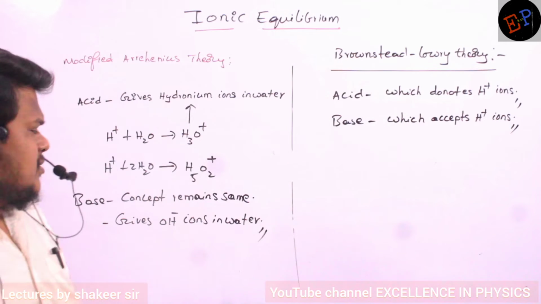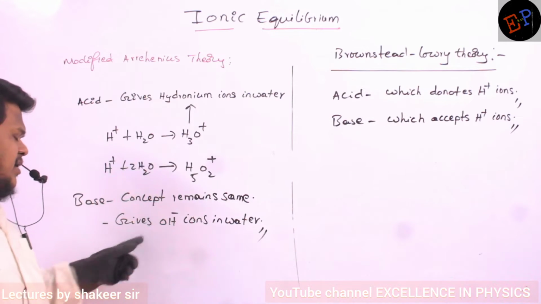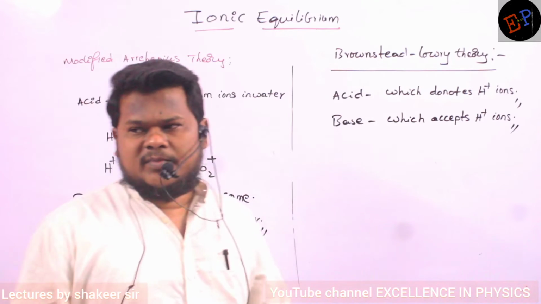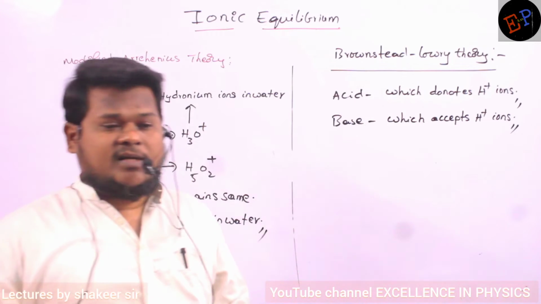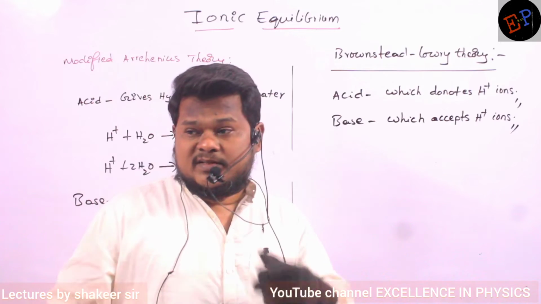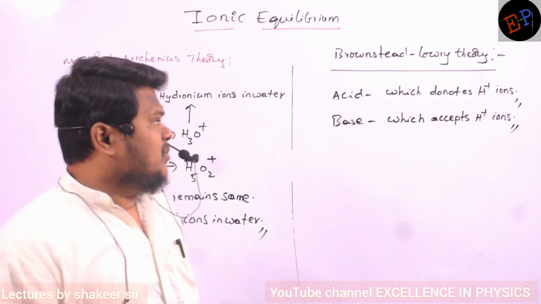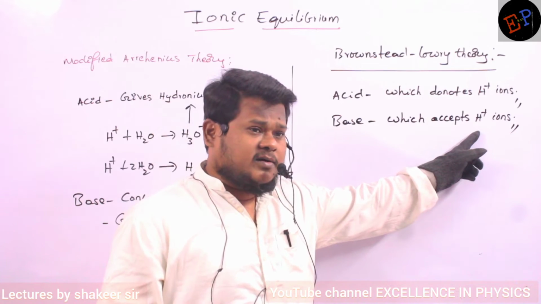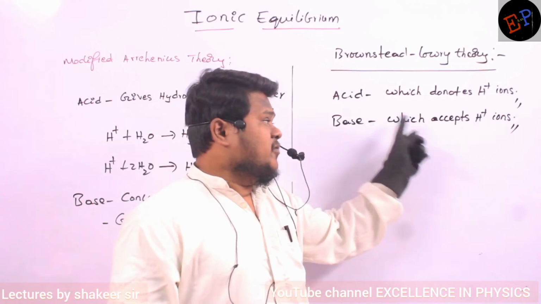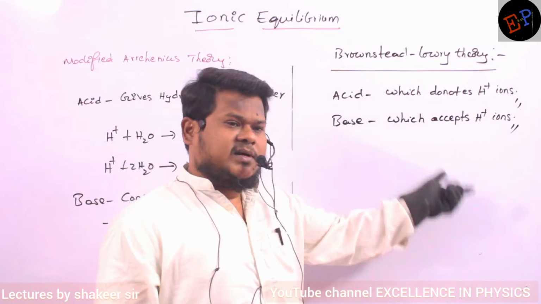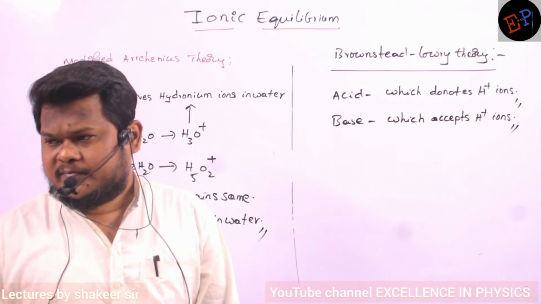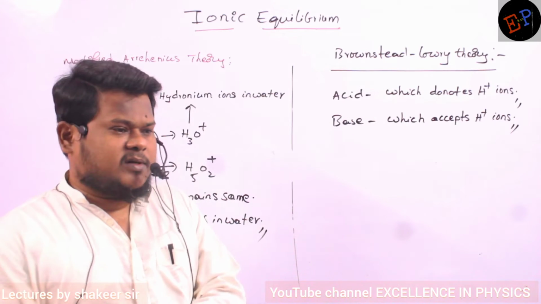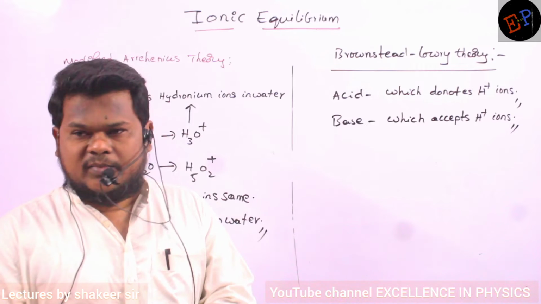In the case of Arrhenius theory, separately we have studied H plus and OH minus, no, ma? Which gives H plus is called an acid, and which gives OH minus is called a base. But in the case of Bronsted-Lowry theory, everything is defined only on the giving and taking of H plus ions. Which gives H plus is called acid, and which takes H plus is called base. So this is the definition according to Bronsted-Lowry theory. Are you able to understand, ma?